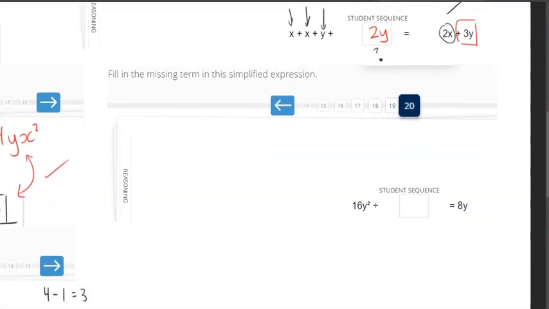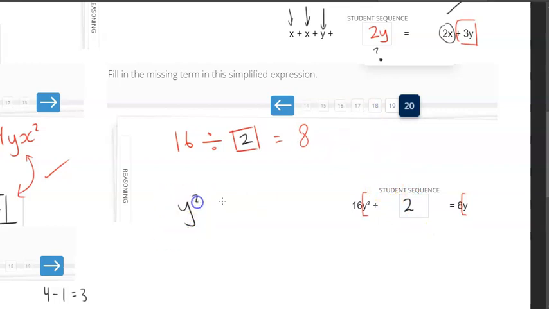The last question or example here is fill in the missing term in the simplified expression. Now this one is the last question. It is a bit tricky. This has to do with division. And again, we're going to break it up into two parts: the number part and the term or the letter part. So this is saying 16 divided by some number will give me 8. Well, that's simple. 16 divided by 2 gives me 8. So we know that the number part to it has to be 2.